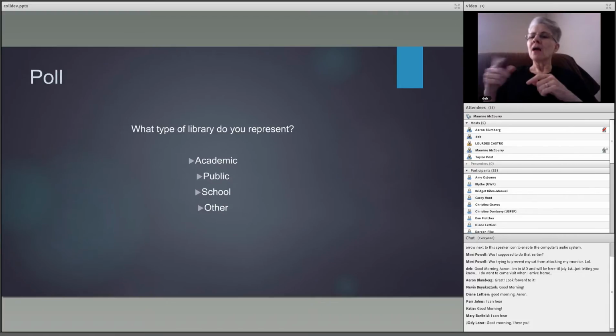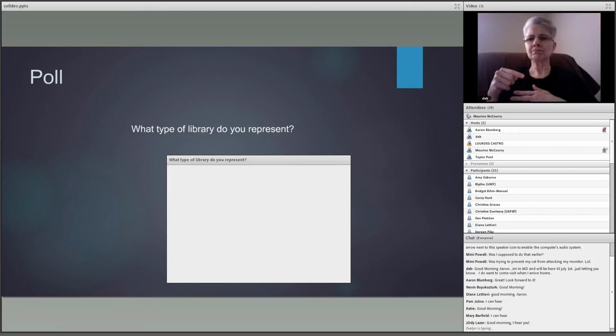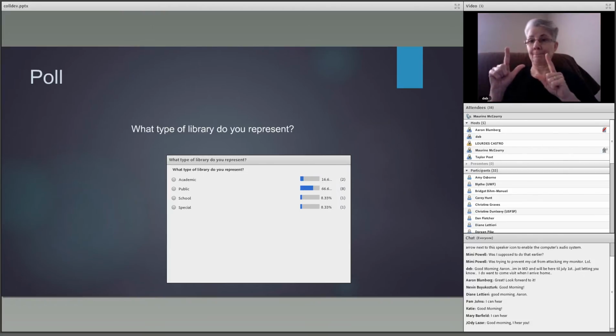So I want to do a quick poll here and see if I can remember how to do this. I want to know what type of library you represent. So let's see, polls. Okay, so here's our poll. Can people see the poll? Oh, there we go. They must be able to because I'm getting answers.